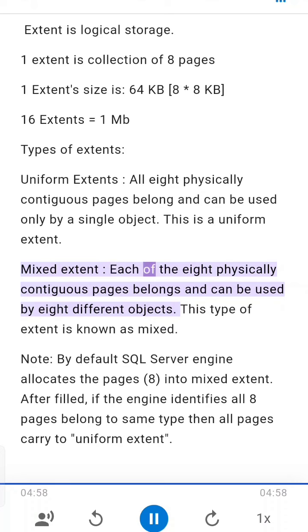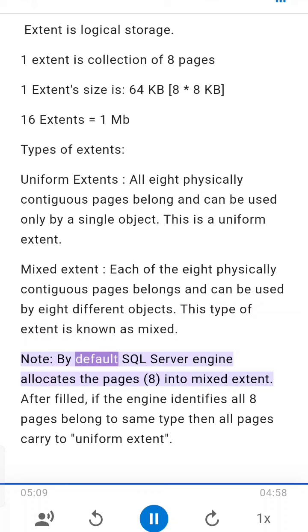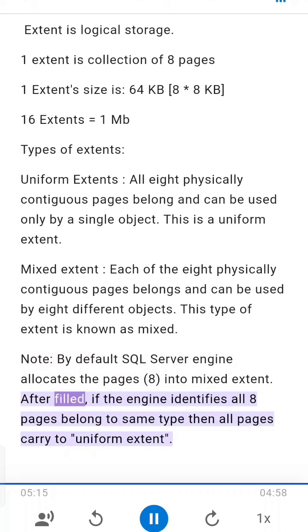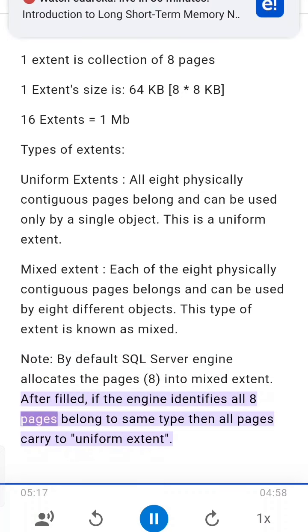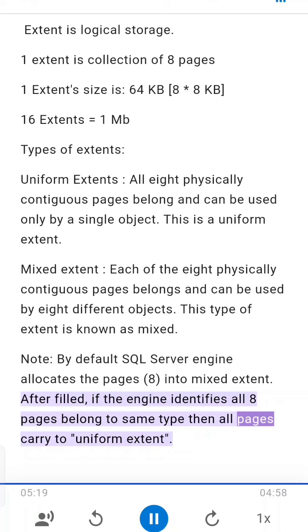Mixed extent. Each of the 8 physically contiguous pages belongs to, and can be used by, 8 different objects. This type of extent is known as mixed. Note: by default, the SQL Server engine allocates pages into a mixed extent. After filtering, if the engine identifies all 8 pages belong to the same type, then all pages are carried to a uniform extent.